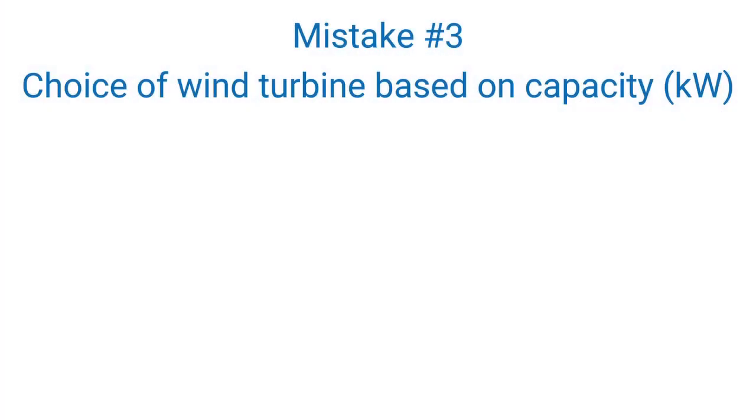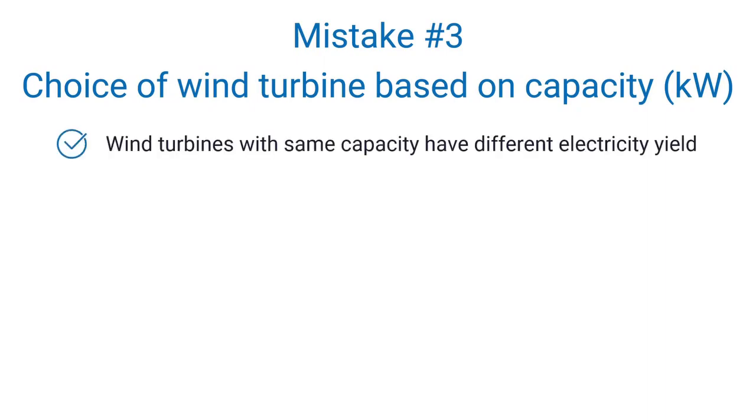Now common mistake number 3. And this is the choice of wind turbine based on capacity in kilowatt. Oftentimes people contact me and say that they need a wind turbine with a specific capacity. Like, I need a small wind turbine with 5 kilowatt or 10 kilowatt capacity. What do you recommend? Which is the best turbine? But the capacity in kilowatt is not a good baseline for choosing a windmill, because turbines with the same capacity may have very different energy yield.